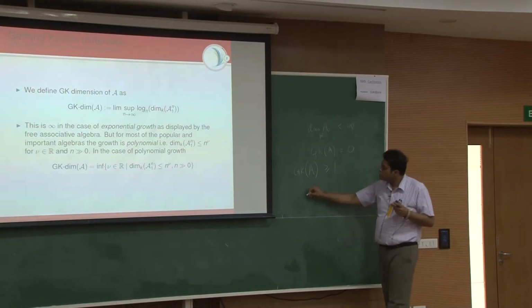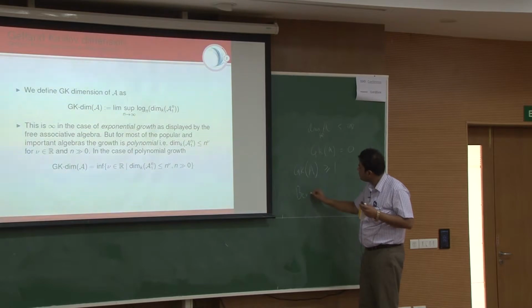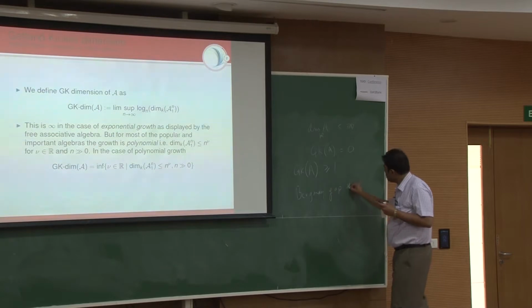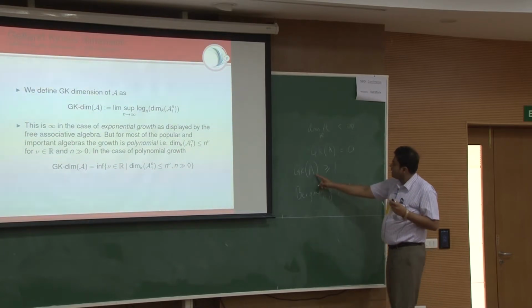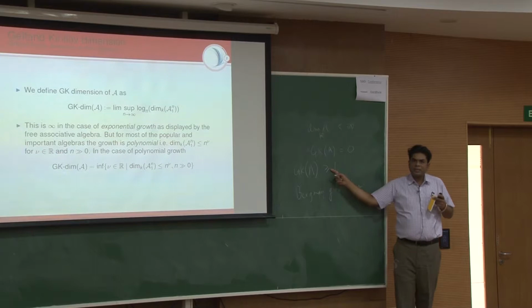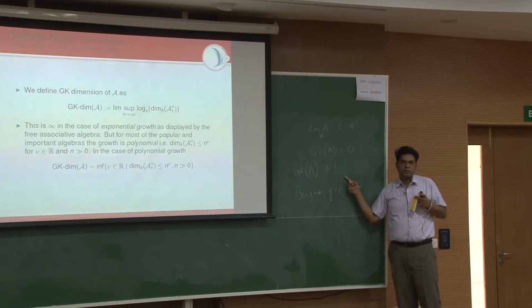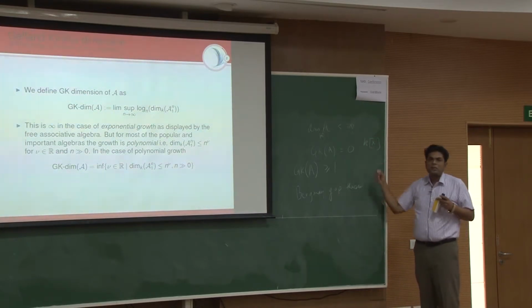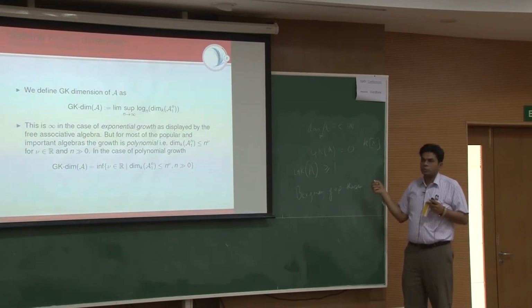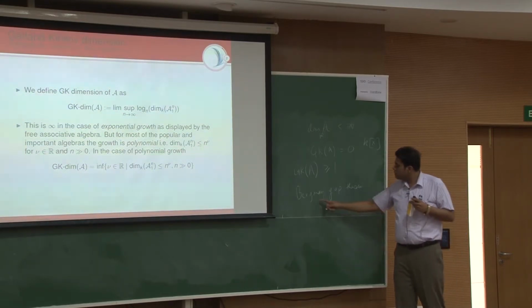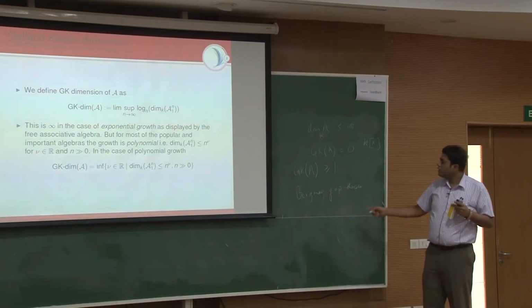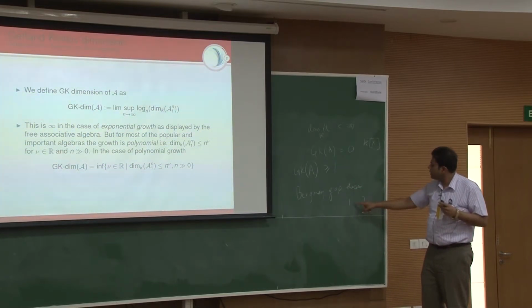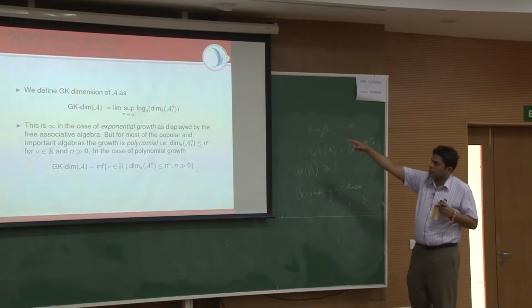Then there's another theorem. It's called the Bergman gap theorem. It says that if the algebra A has GK dimension greater than or equal to 1, then either it has GK dimension equal to 1, which means it has linear growth, and an example of that is the polynomial ring K[x], or it has GK dimension at least 2. So this is quite an interesting theorem. It says that between 1 and 2 you cannot find any growth rate like this, in the sense of this definition.